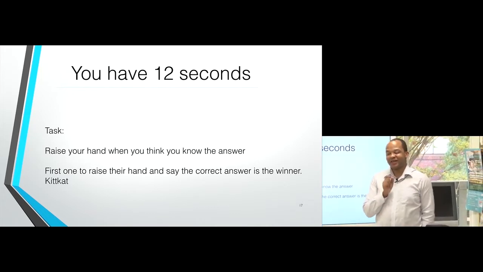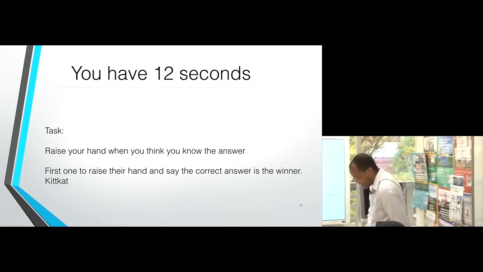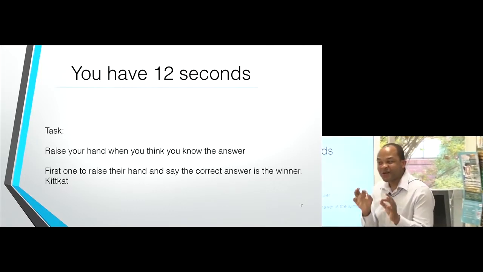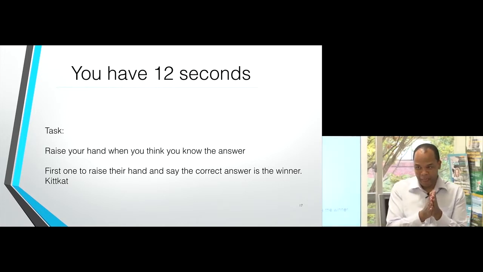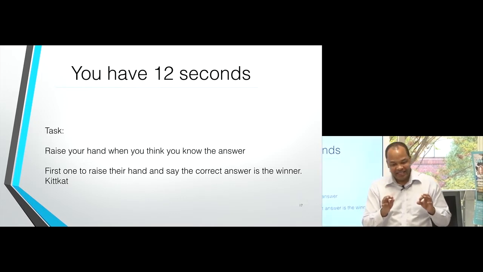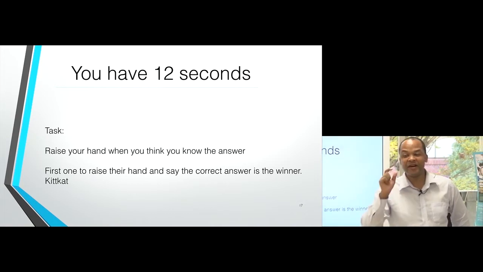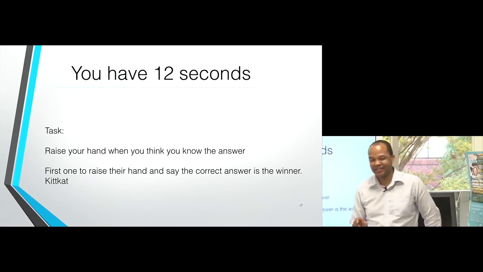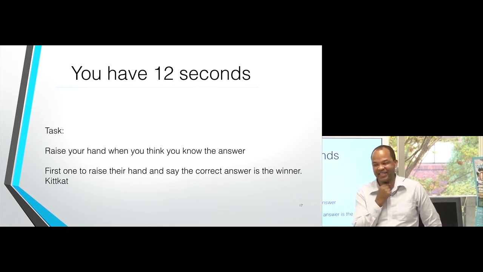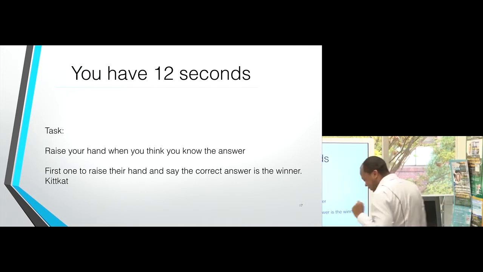you have 12 seconds for this game challenge. Do you have a watch? Who's got 12 seconds? In these 12 seconds, I'm going to ask you a question, and then you're going to figure out the answer in your head. After that, you're going to raise up your hand. The person who raises their hand first is the winner of this challenge. And there's a prize for that person. The prize is a Kit Kat chocolate.